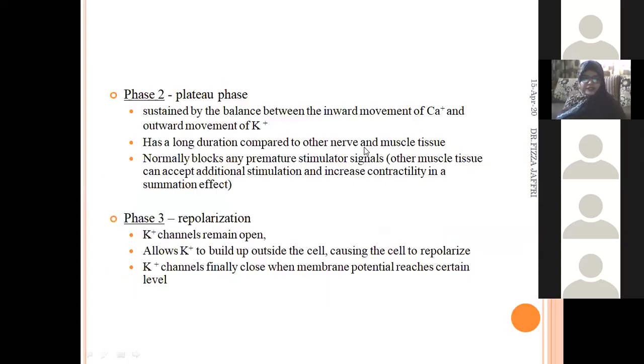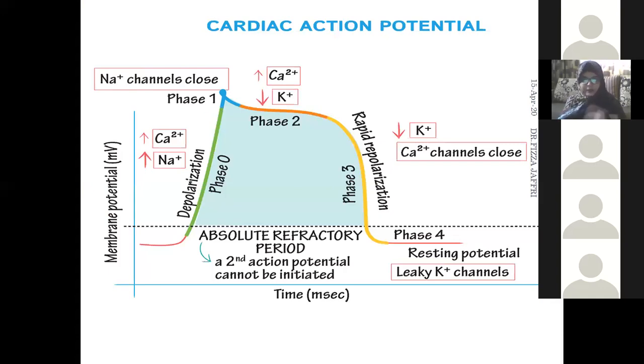So phase 3 is the repolarization phase, in which the potassium channels remain open. It allows potassium to build up outside of the cell, causing the cell to repolarize, right? And potassium channels finally close when the membrane potential reaches a certain level, that is, a certain threshold. A rapid review of the cardiac action potential as per the graphs.